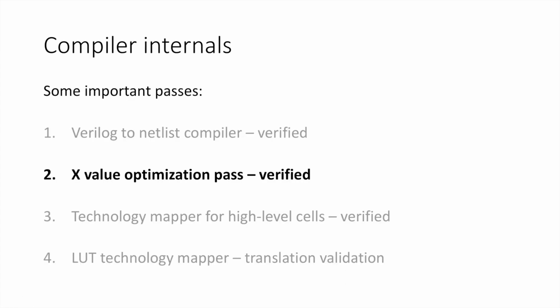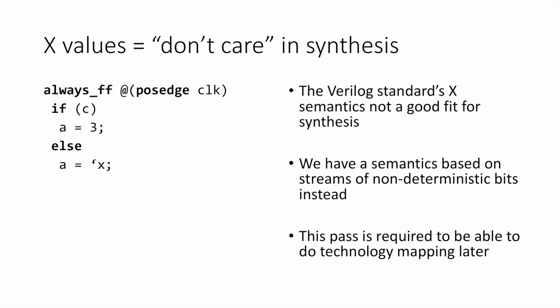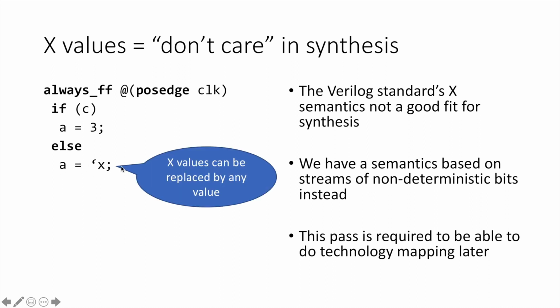Another important pass in Lutsig is the X-value optimization pass, so let's look into that pass. In synthesis, X-values are a way for hardware designers to signal don't care. Consider for example this Verilog code to the left here. We have an if statement with one branch assigning 3 to A and the other branch assigning X to A. Here the X value is a way for the hardware designer to signal to the compiler that the compiler can insert any value here.